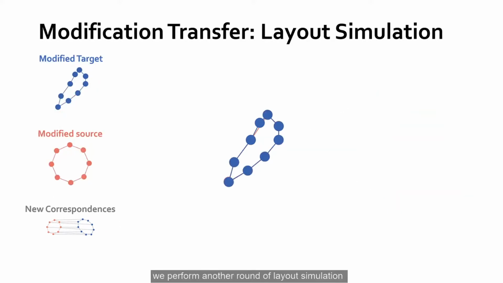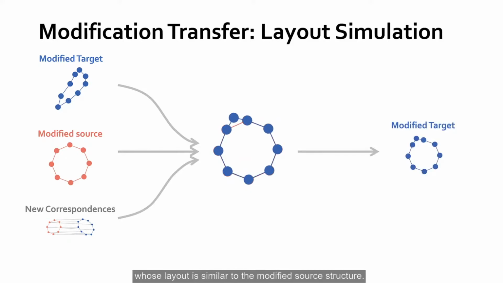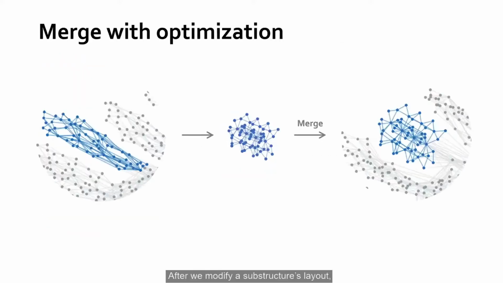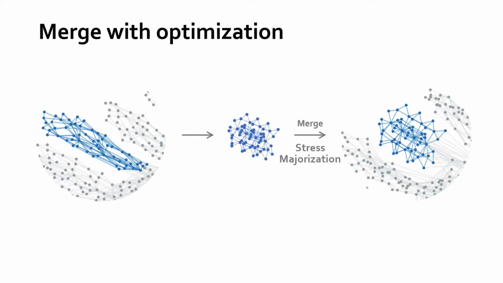Finally, we perform another round of layout simulation to transfer the source's modifications to the target. And we finally get a modified target structure whose layout is similar to the modified source structure. After we modify the substructure's layout, how can we merge it back into the entire layout? The merge process is similar to a deforming step in the modification transfer. We use stress majorization to smooth the procedure to prevent abrupt merging.